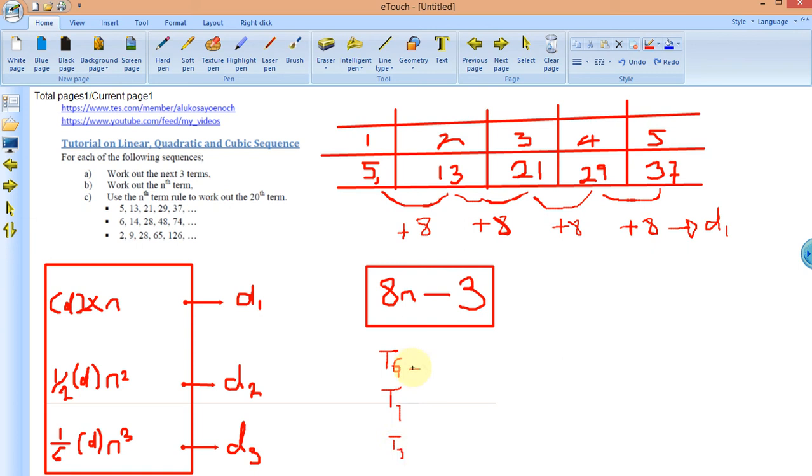Okay, so T6 will be 8 into 6 minus 3. Then I'll get the answer. So T7 will be 8 into 7, because n is 7, minus 3. Then I'll get the answer. Then T8 will be 8 into 8 minus 3. So can I just bring up my calculator now?